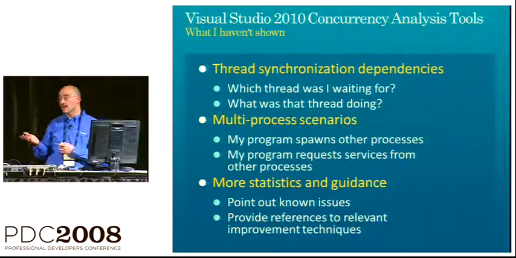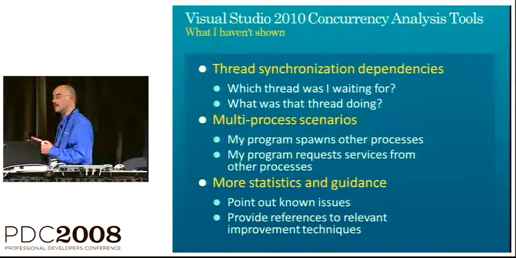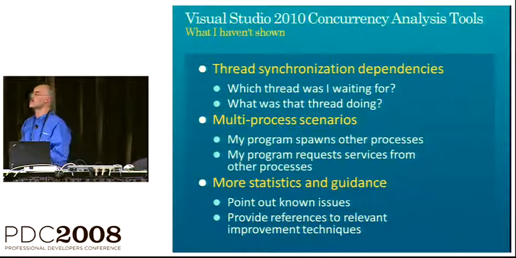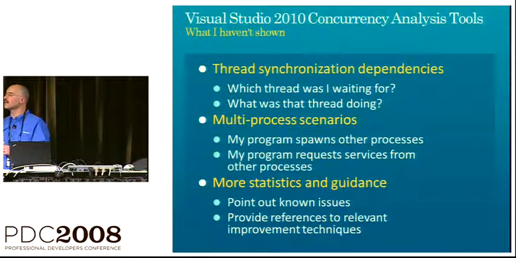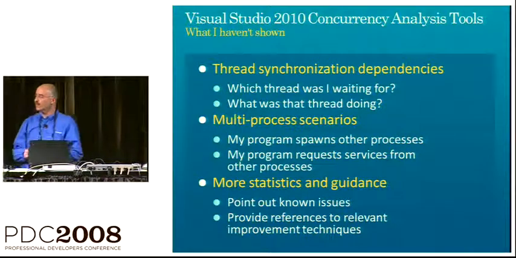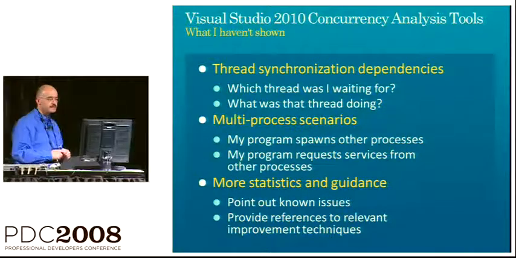And you can also find out what that thread was actually doing. So we'll give you a call stack. We'll tell you, OK, when the guy released you, this is what he was doing. So you can figure out where in the code, what the releasing thread was doing when he ended up unblocking you.